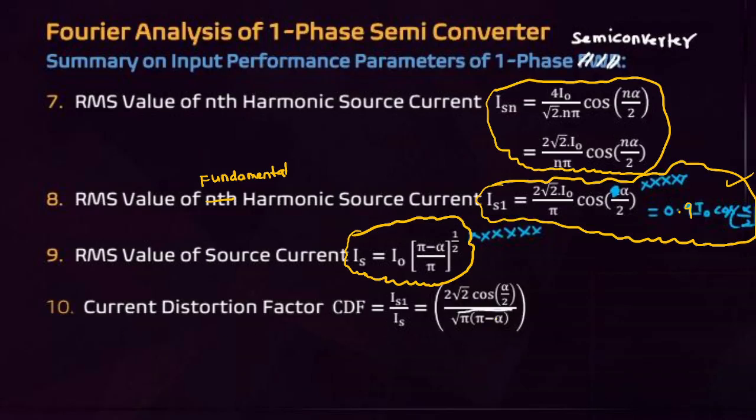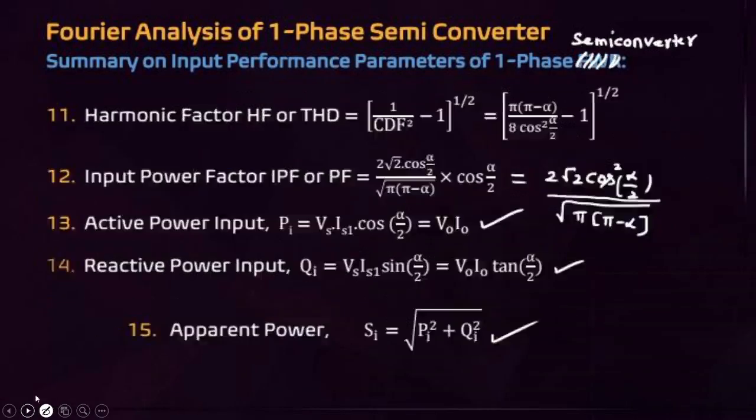Next, what is the current distortion factor? Current distortion factor is equal to 2 root 2 cos alpha by 2 by square root of pi into pi minus alpha. This square root is over the total, students. You have to concentrate. That is square root of pi into pi minus alpha. Clearly I am writing here 2 root 2 cos alpha by 2 by square root of pi into pi minus alpha. This is the current distortion factor of the semi-converter.